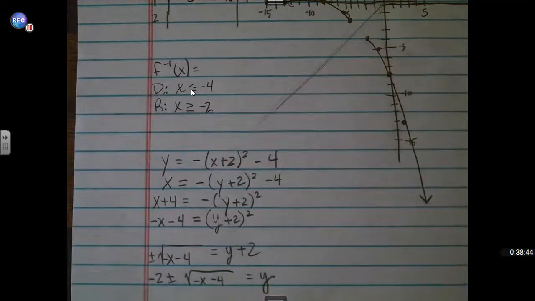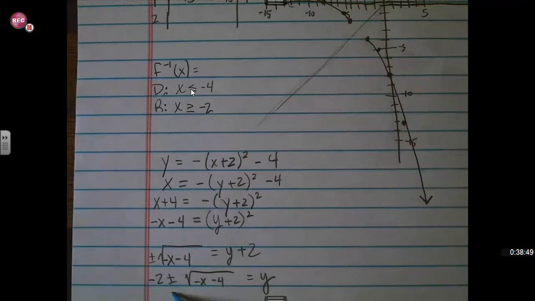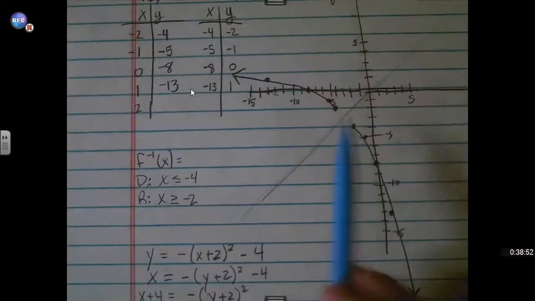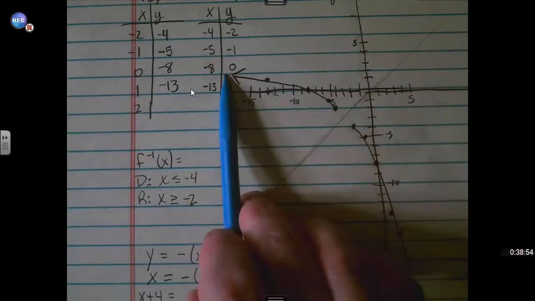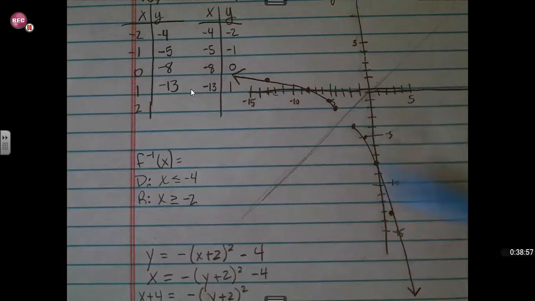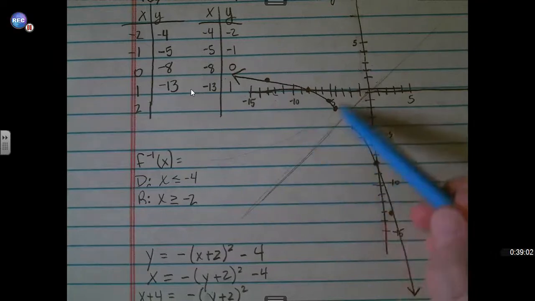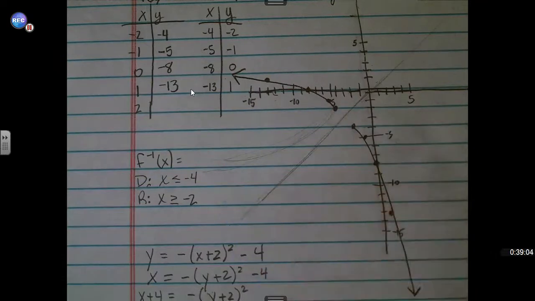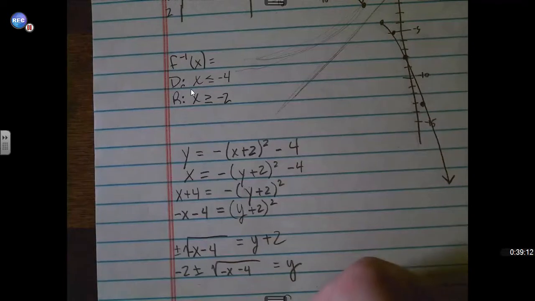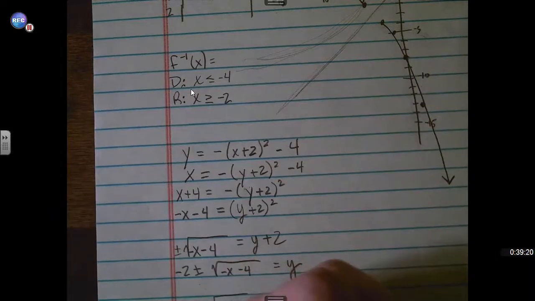And then you have to determine, is it the plus or is it the minus? Which one is the answer for the inverse? Well, this is the top half of that parabola that opens sideways. Just like this is the right part of the parabola that opens down. And so to get the bottom half here, I would need the minus. So then you change your notation. So f minus 1 of x is -2 minus the square root of minus x minus 4.